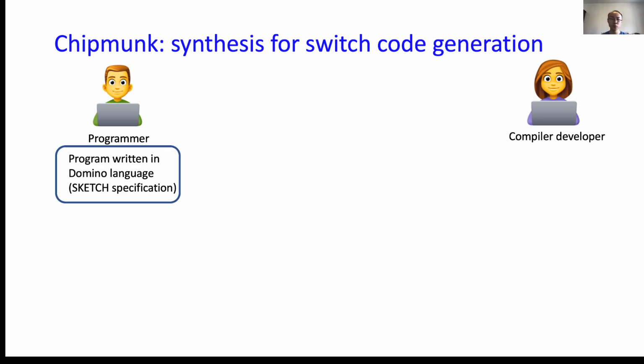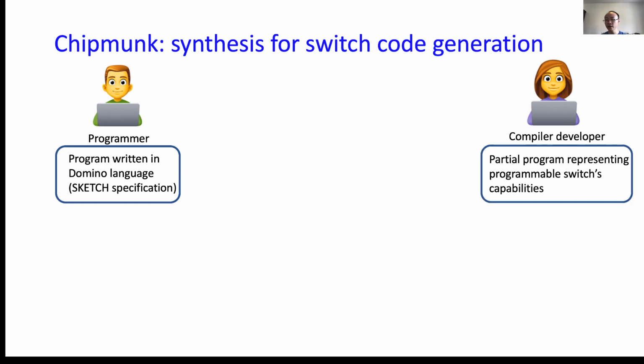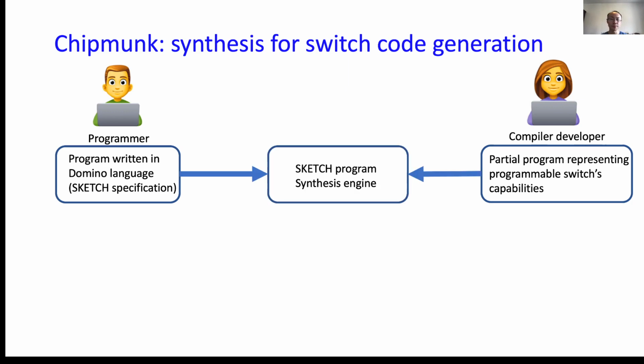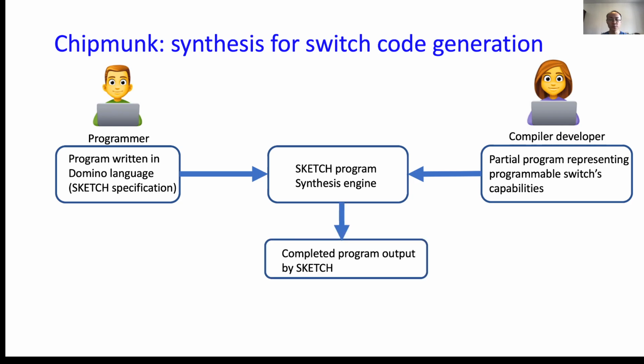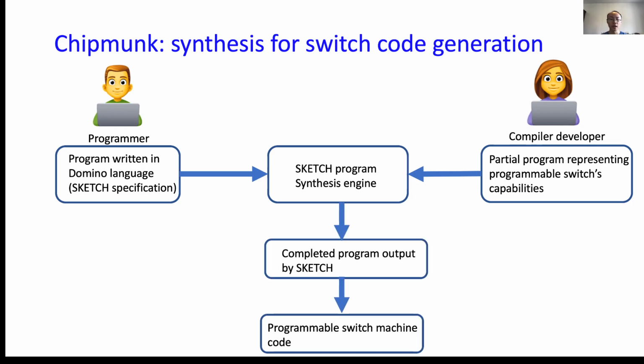So suppose we have 2 people. The first one is a programmer and the second one is a compiler developer. The programmer will write a program in Domino language, which will be turned into the Sketch specification, and the compiler developer will write a partial program which represents the programmable switch's capability. Then both of them will be fed into a Sketch program synthesis engine to output the completed program and finally turn into the programmable switch's machine code. We call this whole structure Chipmunk.